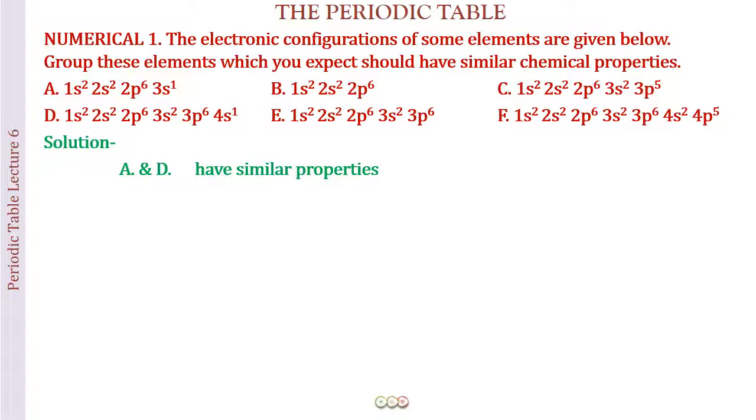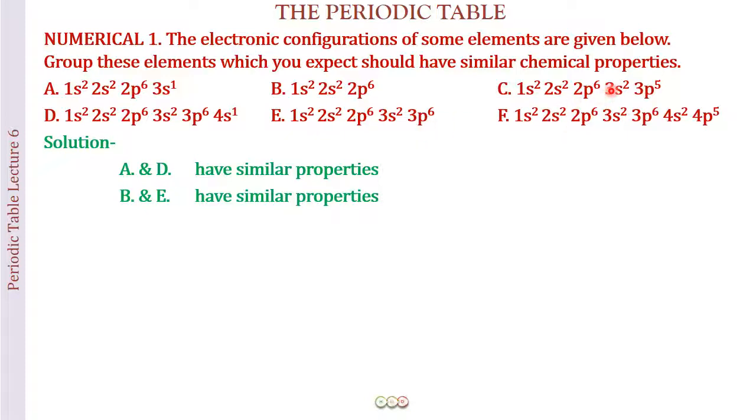Then we have B and E. B is having 2s2 2p6 and E is having 3s2 3p6. This means that the outermost shell of B, having 2s2 and 2p6, is fully filled, and E, 3s2 3p6, is again fully filled. This is a noble gas configuration. B and E both are inert gases and hence they have similar properties.